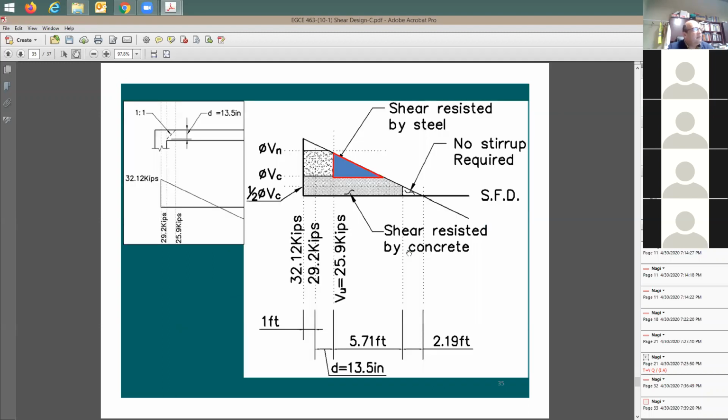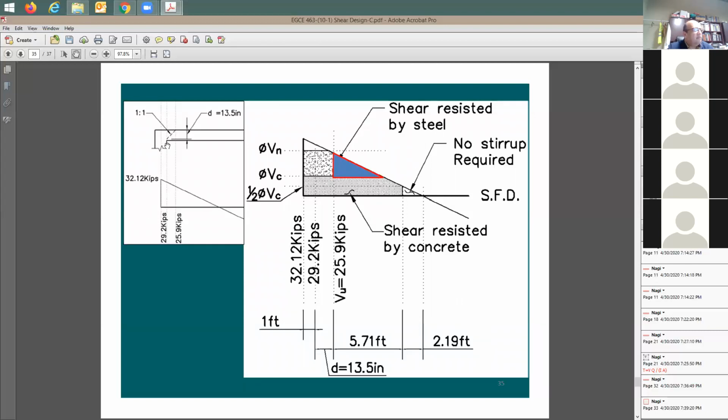Okay, diagram. Here's the diagram, the shear diagram. This is the shear diagram from the previous slide. It shows the 25.9 kips, which is the critical section shear. The shear demand is giving the other values.